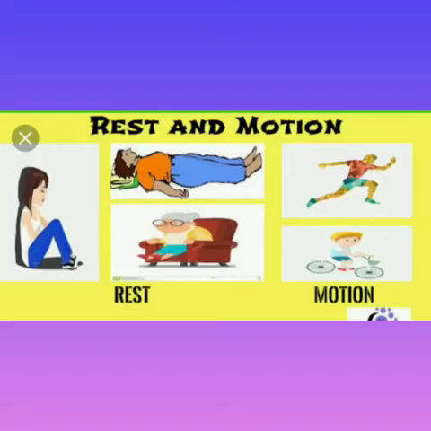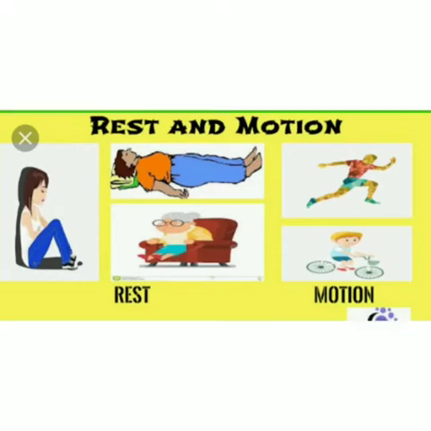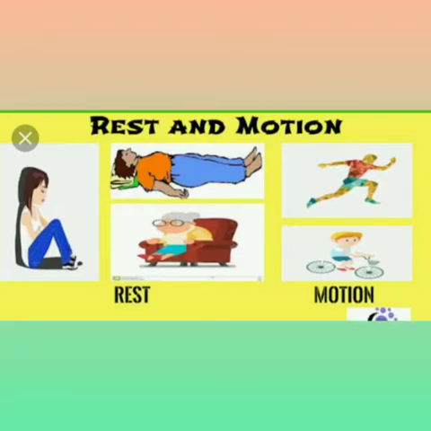Now, if we consider an object or a living body, it takes two positions. First is rest and second is motion. So in the picture on the screen you can see some things are at rest and some are in motion. Some are sitting, lying, and some are running, some are cycling. So a body can be in two kinds of positions. That may be rest or that may be motion.